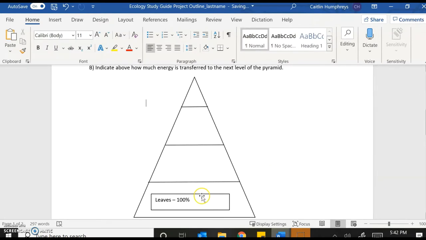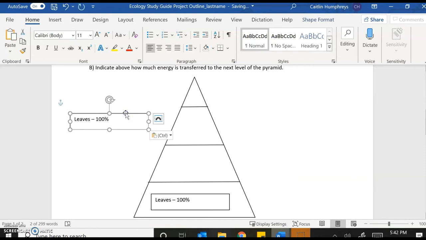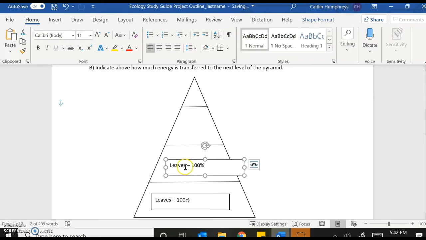So leaves. Now my first level consumer will be my sloth. That is the organism I chose. This will be my sloth. And I know I lose 90% of my energy. So this is going to have 10%. 10% of 100 is 10.